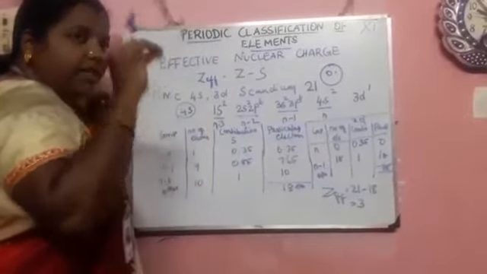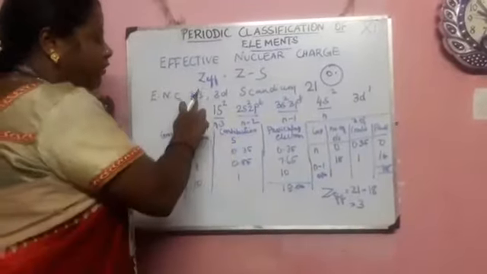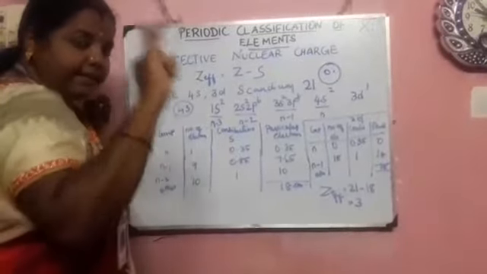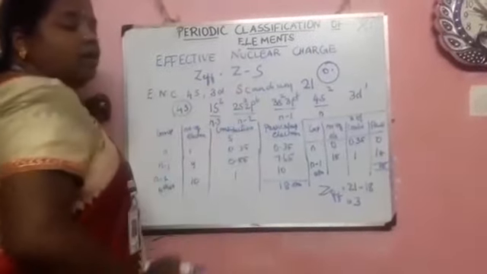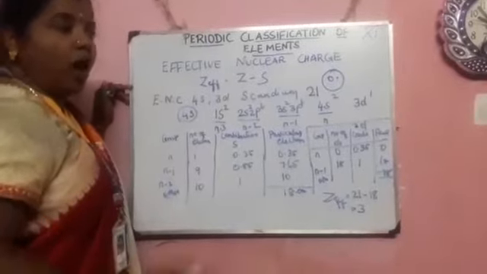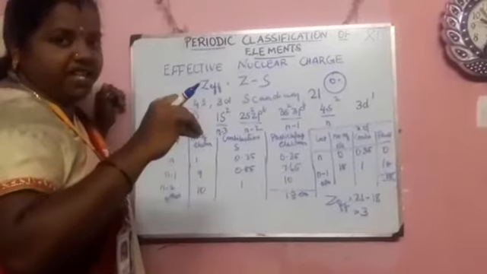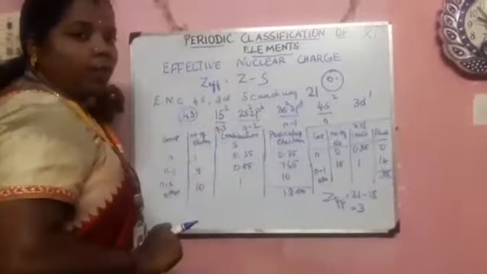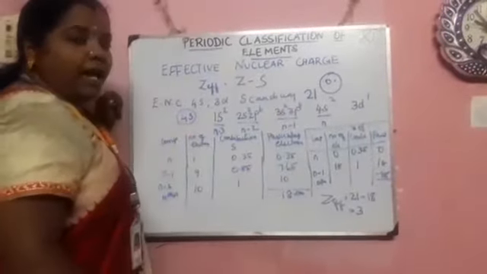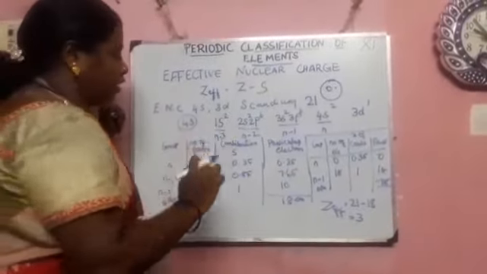So it has been given the particular series. You have to find the effective charge for 4s and 3d of scandium. Let's see how you have to find it. For scandium the atomic number is 21, and we have to do the electronic configuration for that.